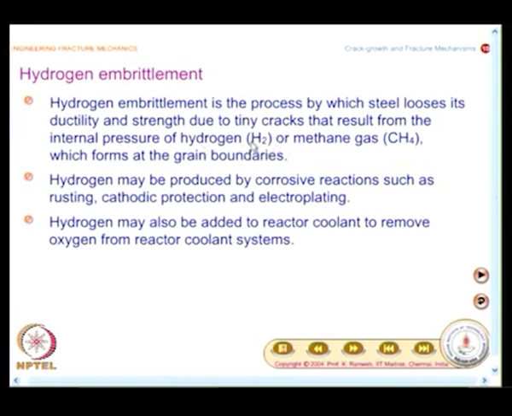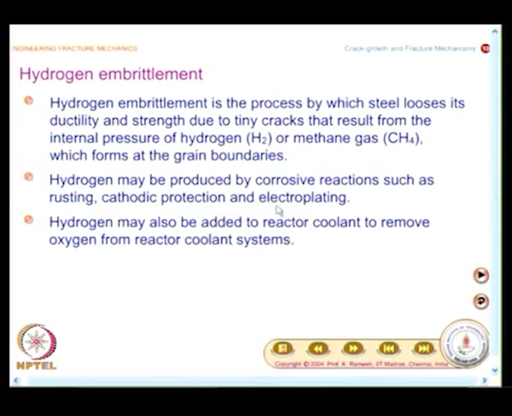And where does this hydrogen come from? This may be produced by corrosive reactions such as rusting, which is very commonplace, cathodic protection as well as electroplating. Normally, you do these to prevent corrosion, but they have a deleterious effect.